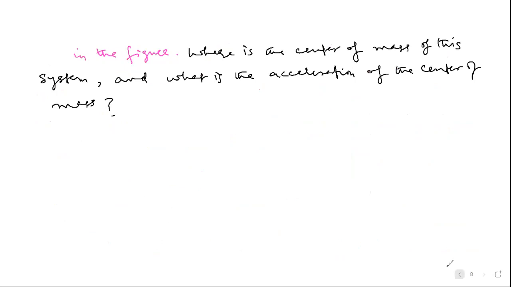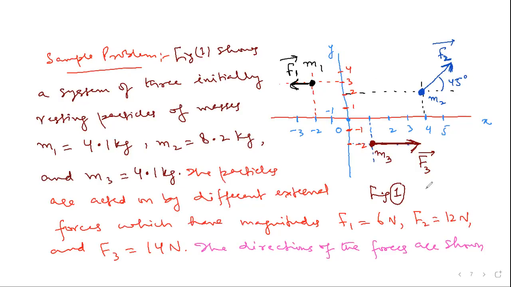So first understand the problem. We have three particles shown. Their locations are indicated in the figure. They are acted upon by three forces. Those forces have directions indicated in the figure. Their magnitudes are given. It is said that these particles are initially at rest. That means before the application of the forces, they are at rest, right?